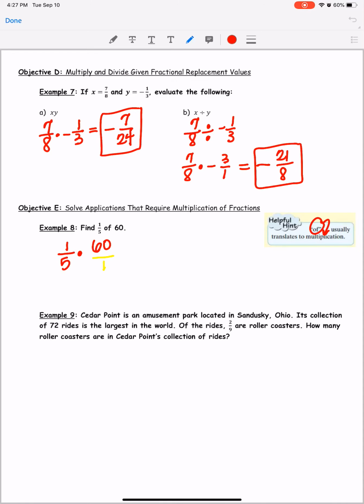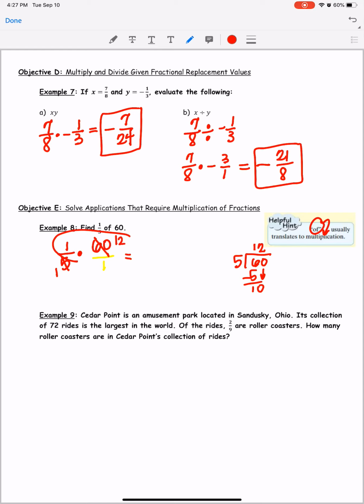Cross reduce, we've got 1 and 1. Definitely can't reduce there. Reduce here. Can I reduce? Yes, I can. 5 divided by 5 is 1. 60 divided by 5, well, let's figure out what that is. 5 goes into 60 one time. That gives me 5. Subtract. Bring down your 0. 5 goes into 10 twice. So this will reduce to a 12.